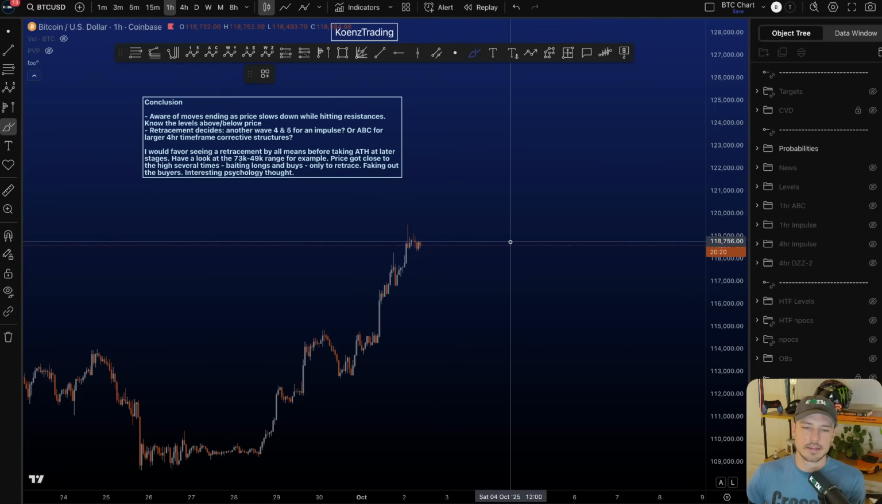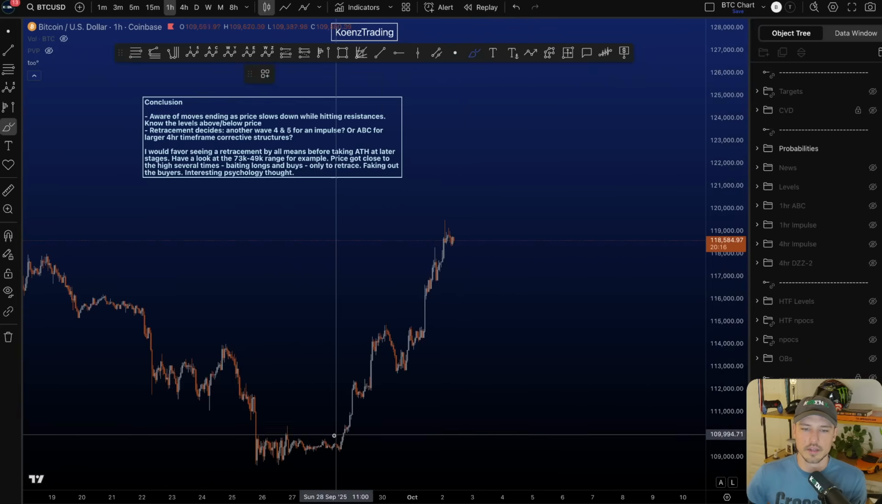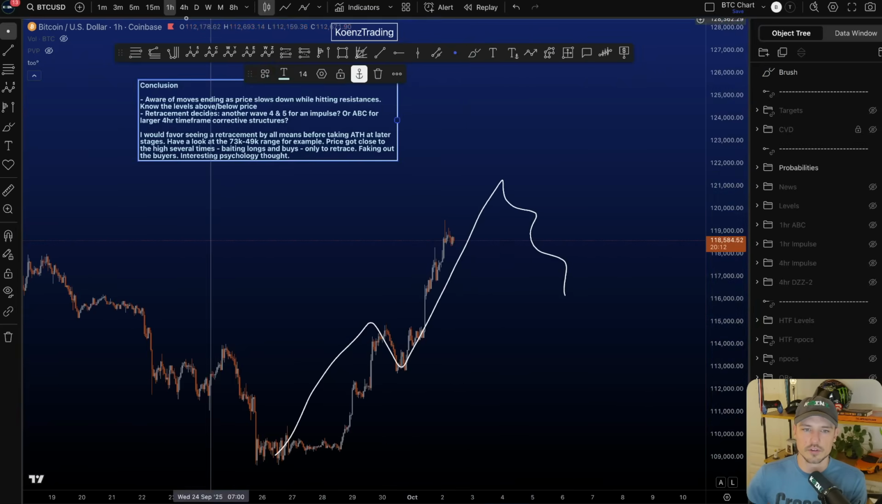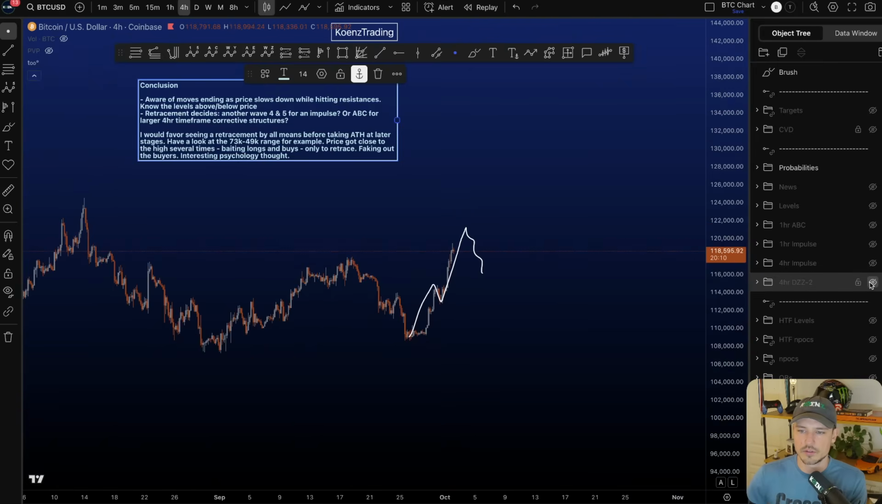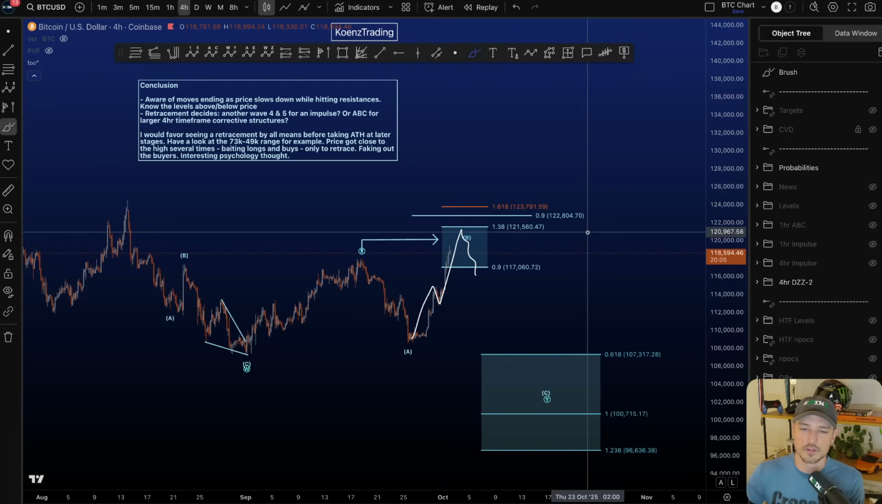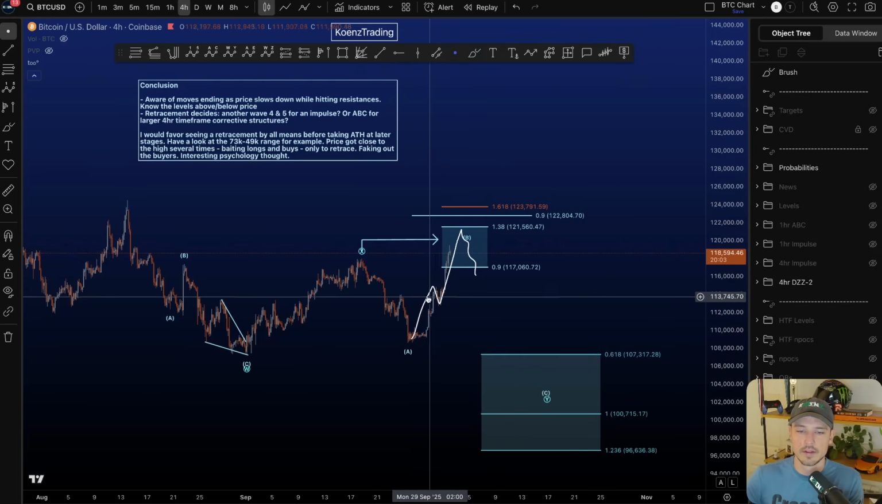The retracement then decides, do we get another 4 and 5 of an impulse, or is this an ABC, right? Is this move up A, B, C? And then you get a larger corrective structure, which on a 4-hour time frame then leads to the WXY stuff, or potentially the flat. If you reach 122, we got to be aware of flats as well.